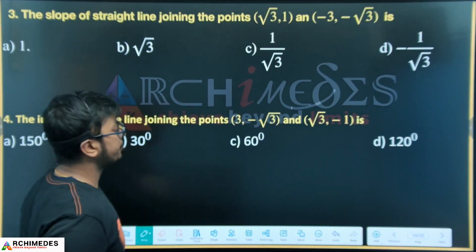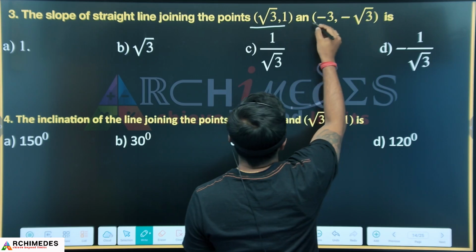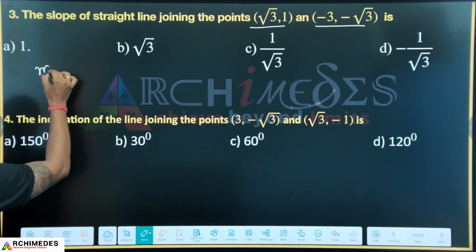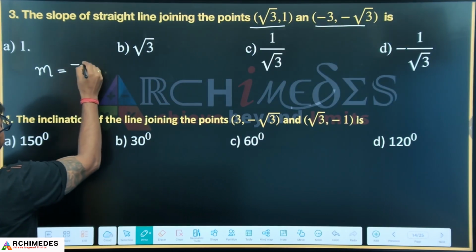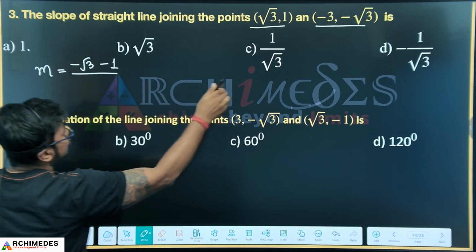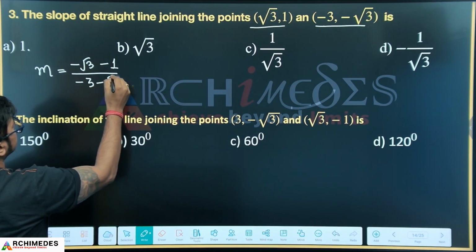Next, look over. Now here it is given: the slope of the straight line joining this point and this point. So how do we find the slope when the points are given? By using which formula? y2 minus y1, so y2 is over there, minus root 3, minus 1. And what is x2? x2 is minus 3, minus root 2.